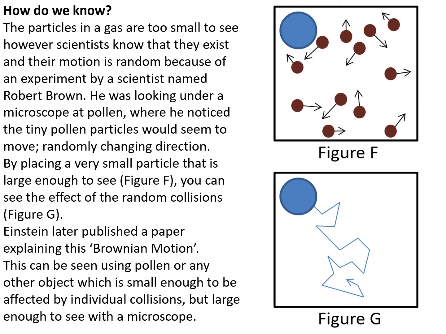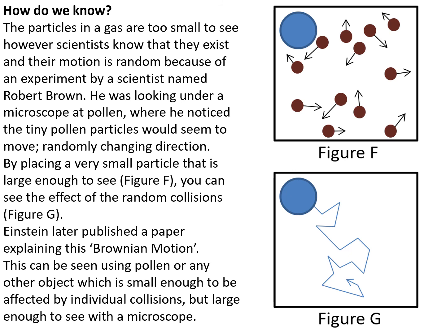By placing a very small particle that is large enough to see, as shown in figure F, you can see the effects of random collisions, shown in figure G. Einstein later published a paper explaining this Brownian motion. This can be seen using pollen or any other object which is small enough to be affected by individual collisions, but large enough to see with a microscope.